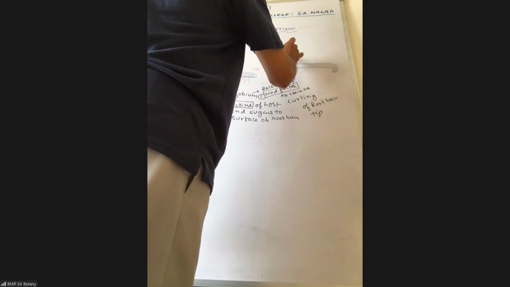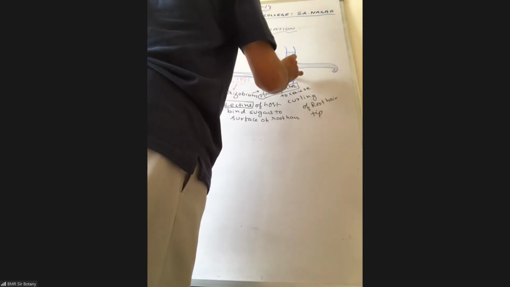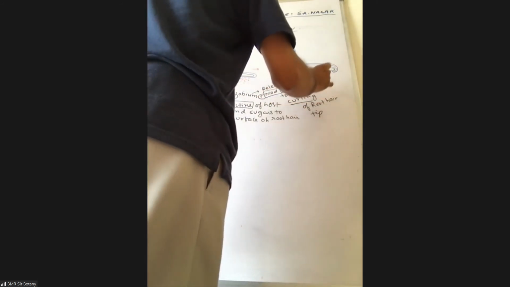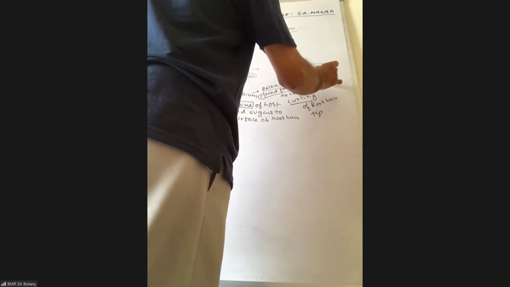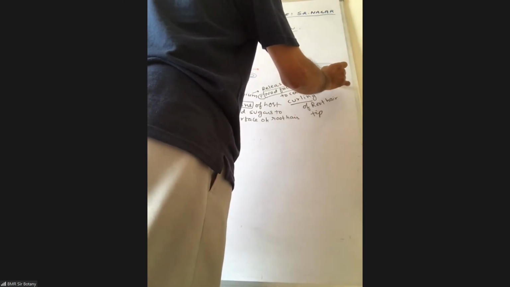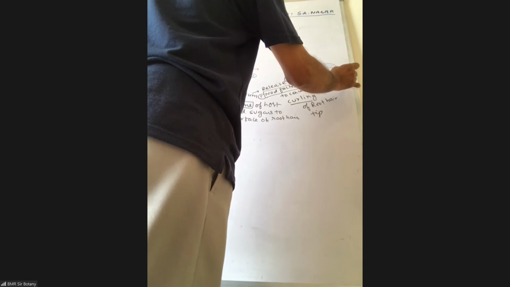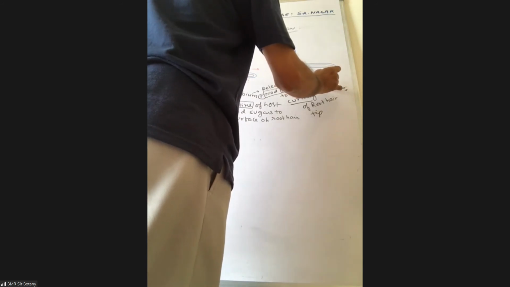Cell membrane. That curl is called shepherd's hook. Some call it crook also. I don't know why.